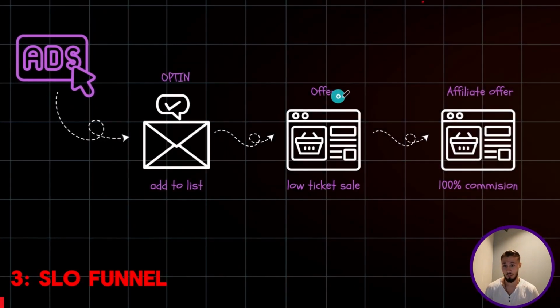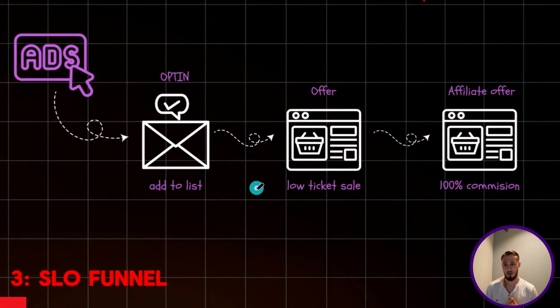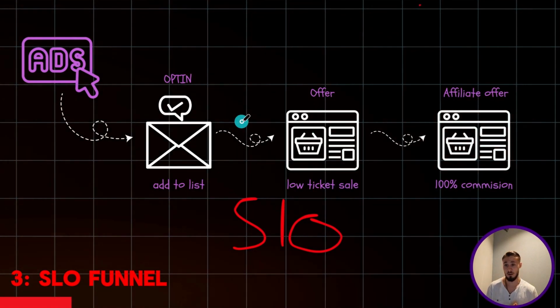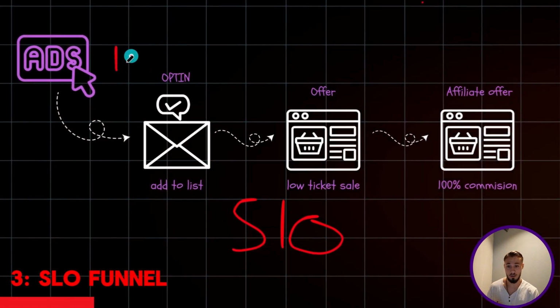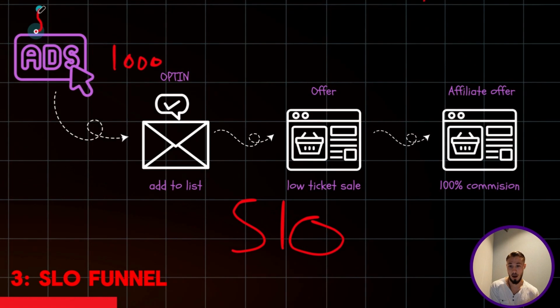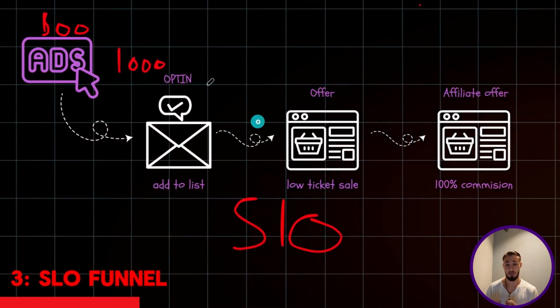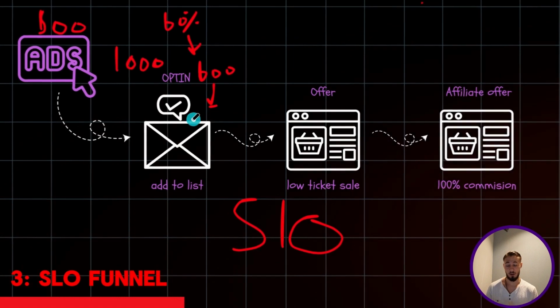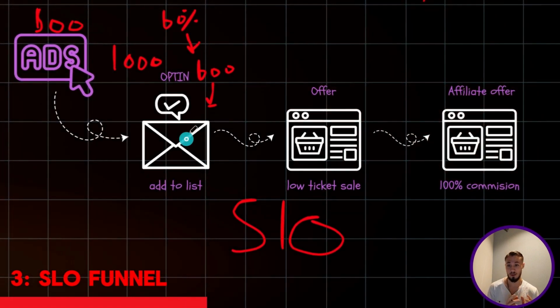The third funnel is very popular, and you probably heard about it if you're on ads. It's called an SLO funnel, or self-liquidating funnel. Where the idea is this: let's say we think we're going to get 1,000 clicks for $100 spent on ads, and we believe that 60% of those clicks will turn into leads. So roughly 600 people. That means for every $100 we spend, we get 600 leads.